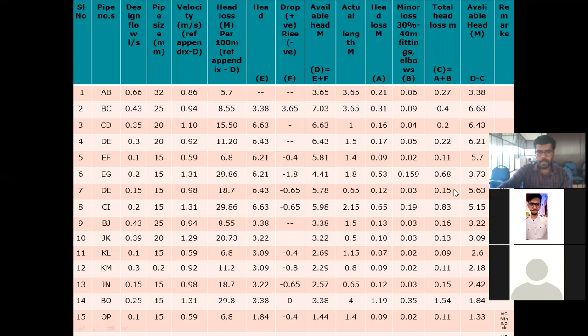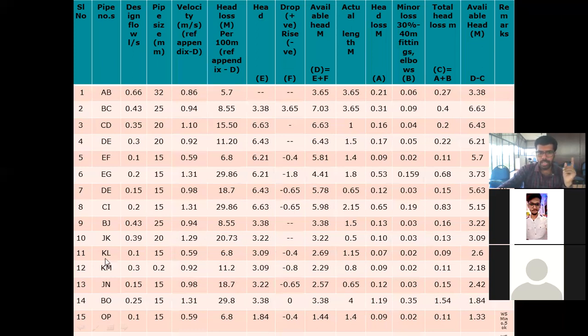CI also same method. DJ also same method. And JK also same method. Everything same method. Now you can continue the same method for finding out the head. Now coming to KL, design flow is 0.1. Pipe size is 15. Velocity you will be getting.